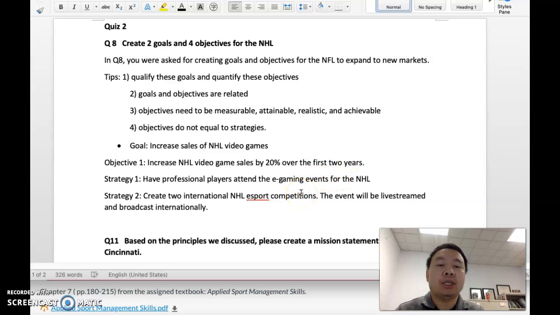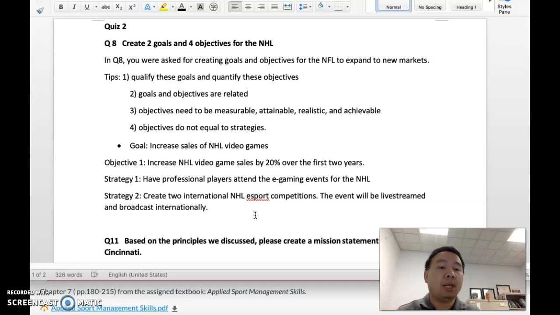A strategy, on the other hand, is like: I could have some professional players attend this eSport, e-gaming event for the NHL. I can create two international NHL eSport competitions, and the event will be live streamed and broadcast internationally. Those are strategies. When I see students creating objectives, a lot of them sound like this. This is a strategy, not directly related to increasing the sales of the NHL video games.